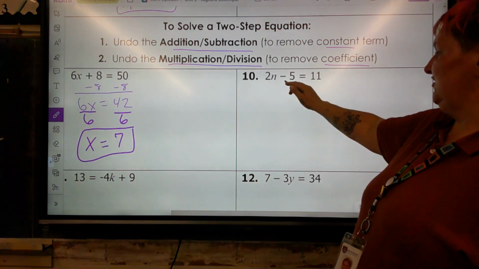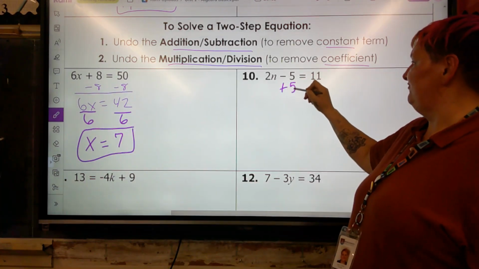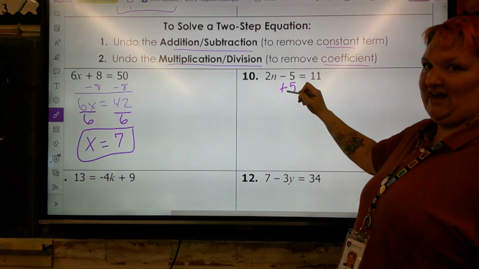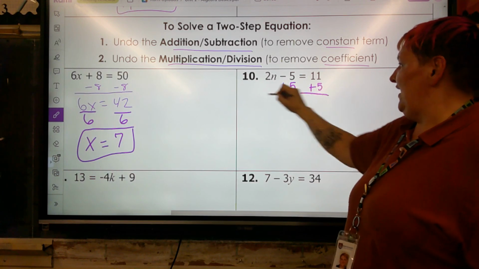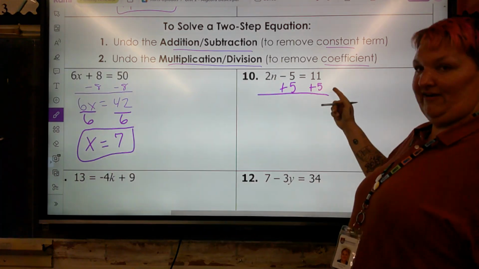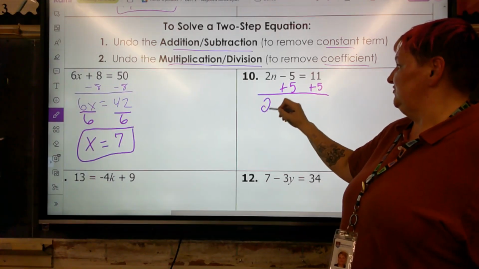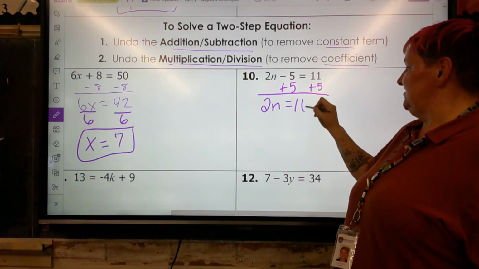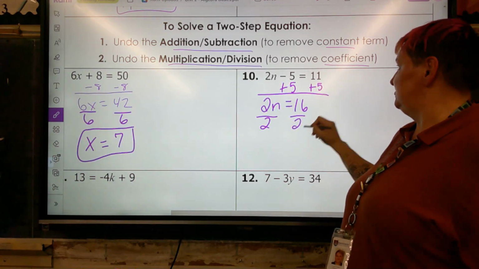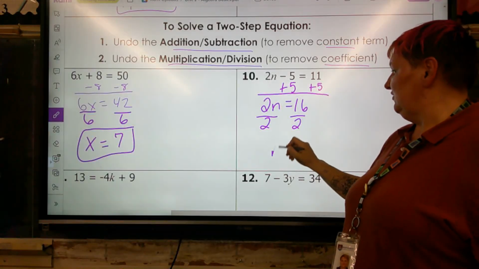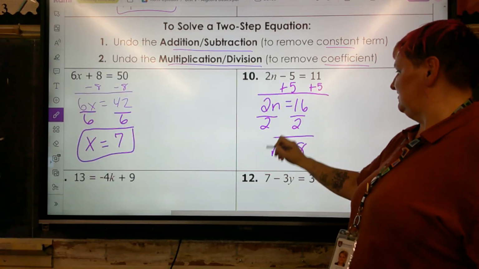Get rid of the constant first. We're going to add 5, because it's a negative 5. We're doing the opposite, the inverse. Because we added 5 to this side, we have to add 5 to this side. We're left with 2n equals 16. Divide to get rid of the 2, to get rid of the coefficient. We're left with n equals 8.